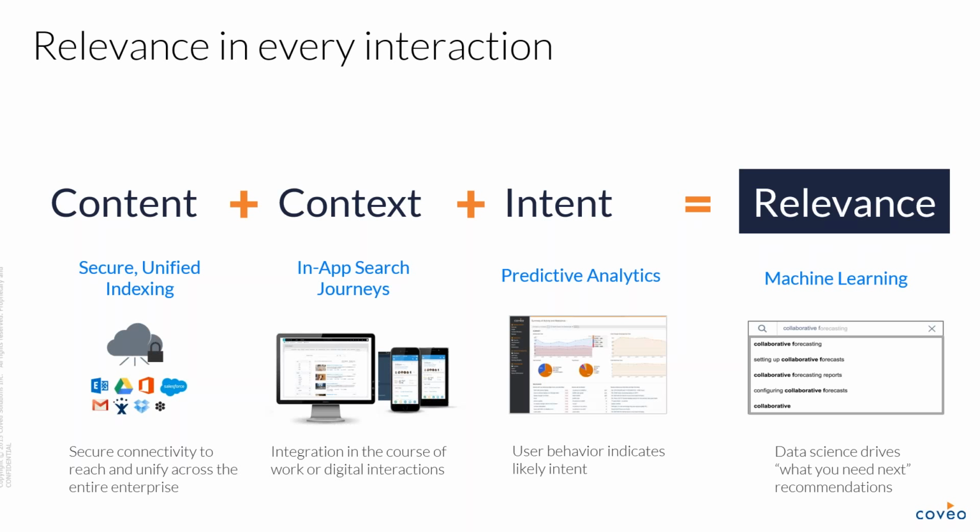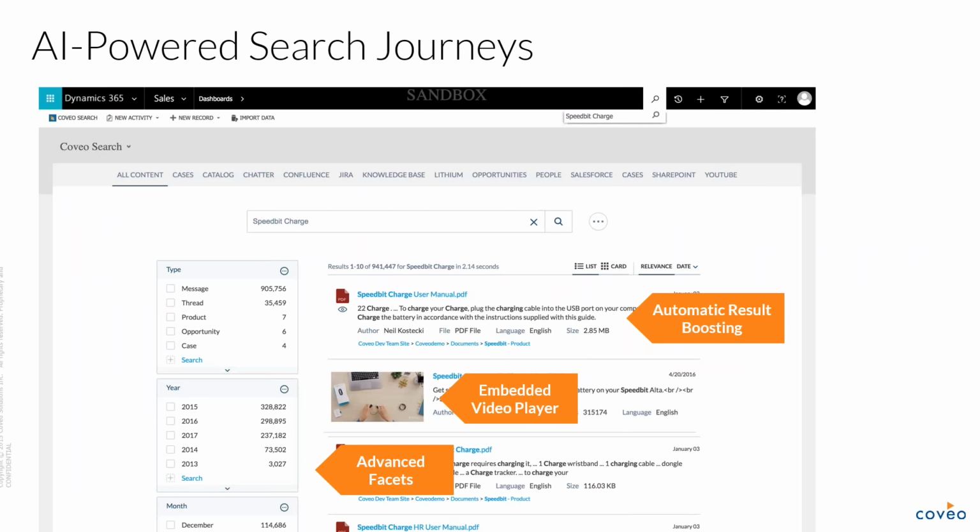It uses complex algorithms that Coveo has been working on for the last decade. This combination enables our customers to deliver relevant, personalized content at scale and predicts and recommends what the user needs next.